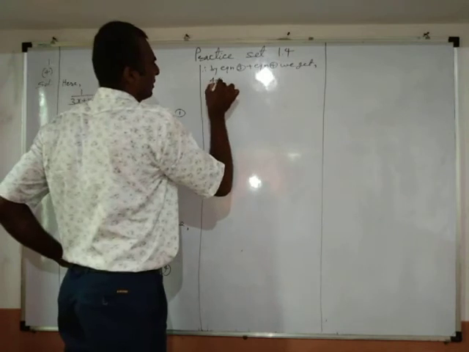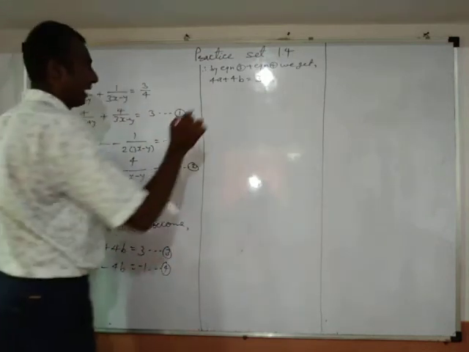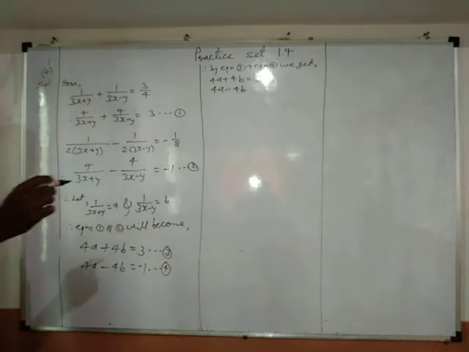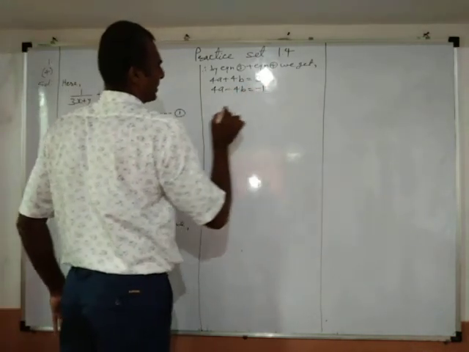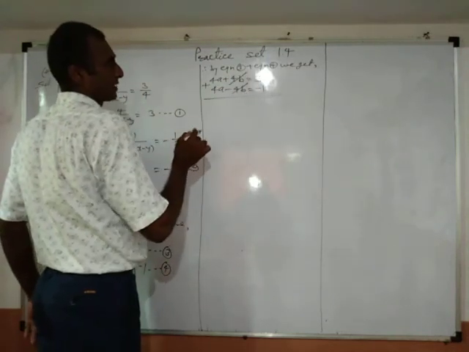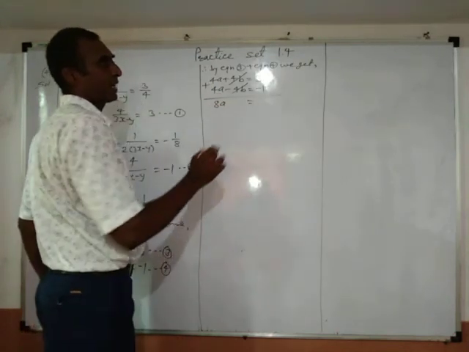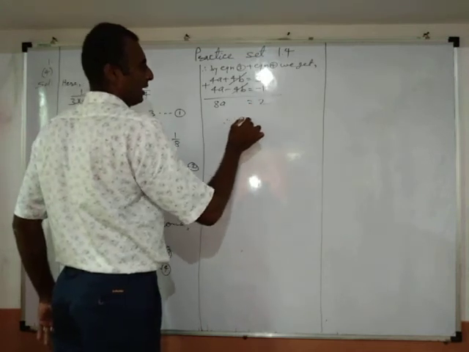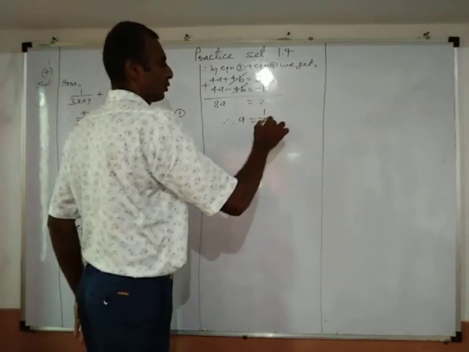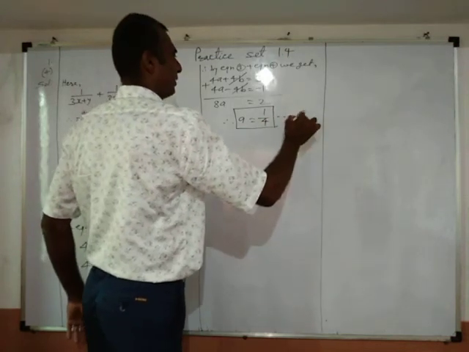4a plus 4b equals 3 and 4a minus 4b equals minus 1. On addition of these two equations, plus 4b minus 4b will cancel each other. 4a plus 4a gives us 8a equals 3 plus minus 1 gives us 2. And therefore a equals 2 upon 8, and 2 upon 8 means 2 ones are 2, 2 fours are 8. a equals 1 by 4. Let's call it equation 5th.